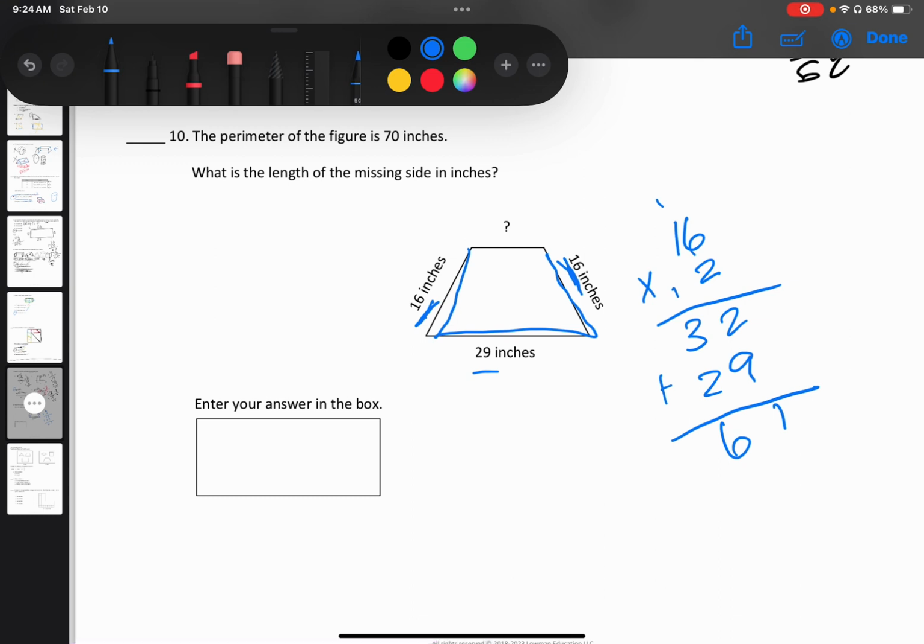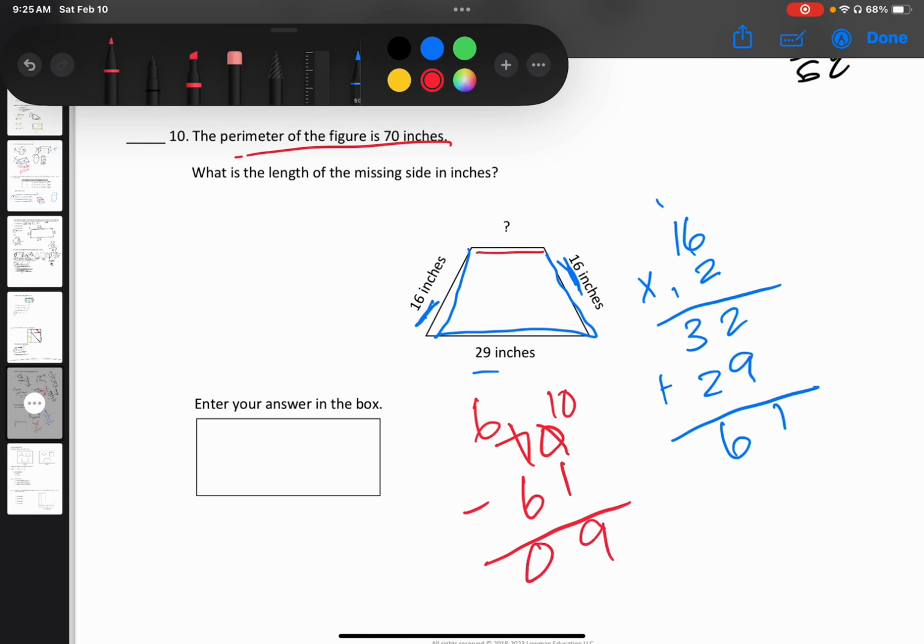There's another step here that we have to take if we want to find the top, and that is we take our known perimeter, which is 70, that's our total distance around the shape, and we subtract the parts we know, the three sides that we know. The answer would be 9.